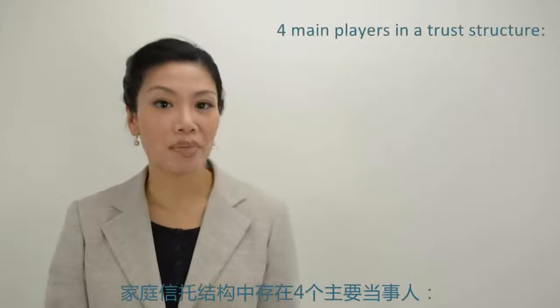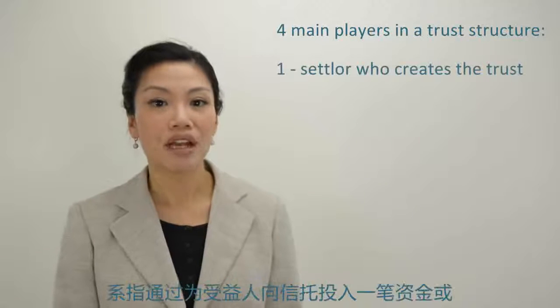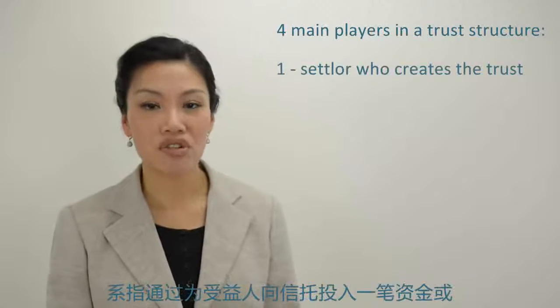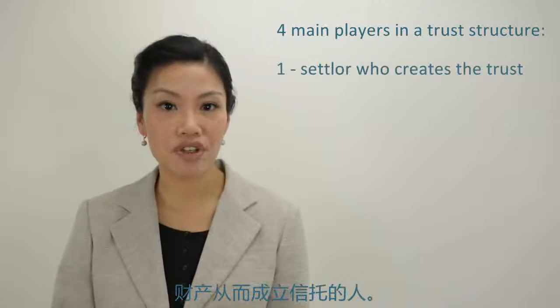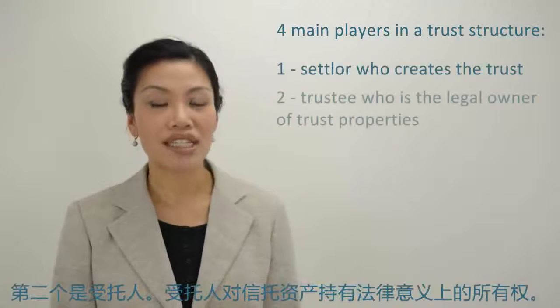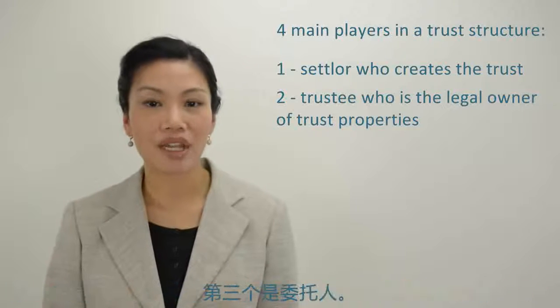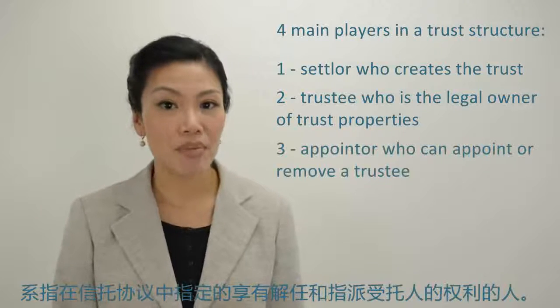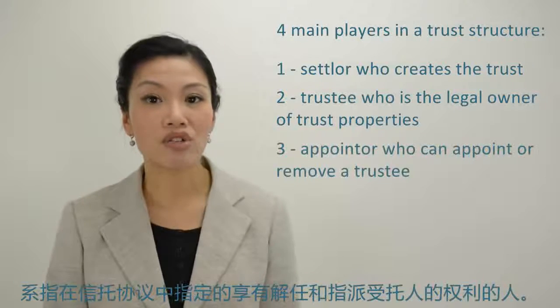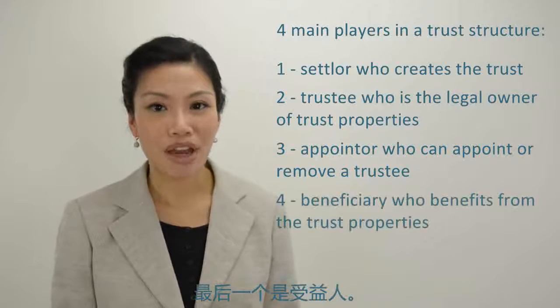There are four main players in a family trust structure. The first one is the settlor. The settlor is the person who creates the trust by settling a sum of money or property on trust for the beneficiaries. The second one is the trustee. The trustee is the legal owner of the trust property. The third one is the appointor. The appointor is the person named in the trust deed who has the power to remove and appoint a trustee. The last one is the beneficiaries.